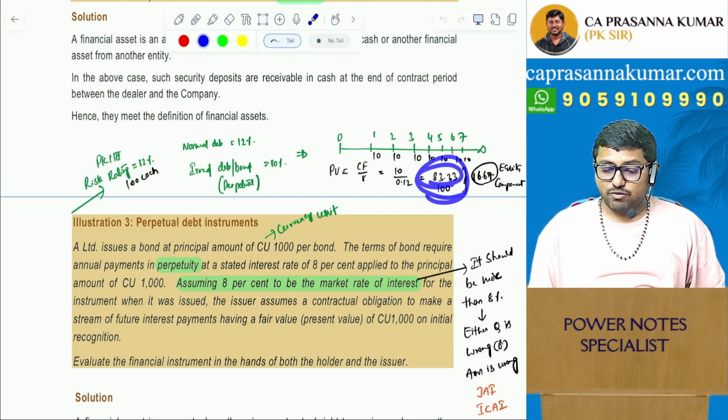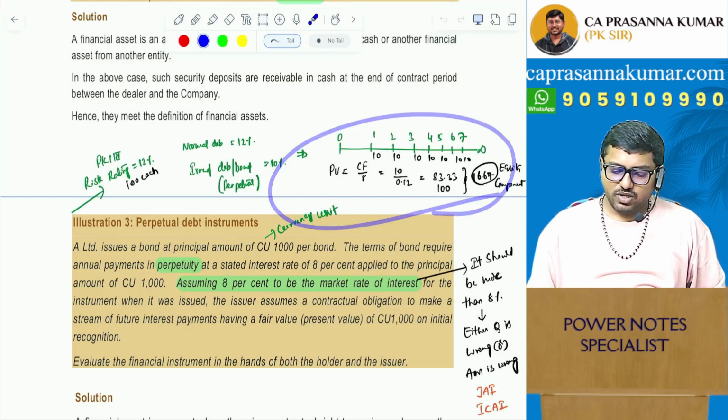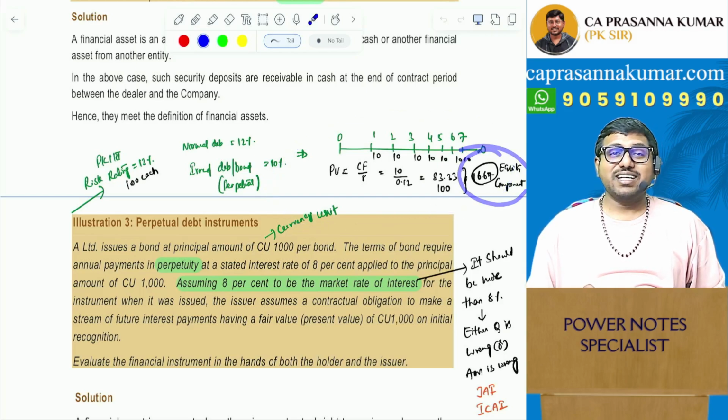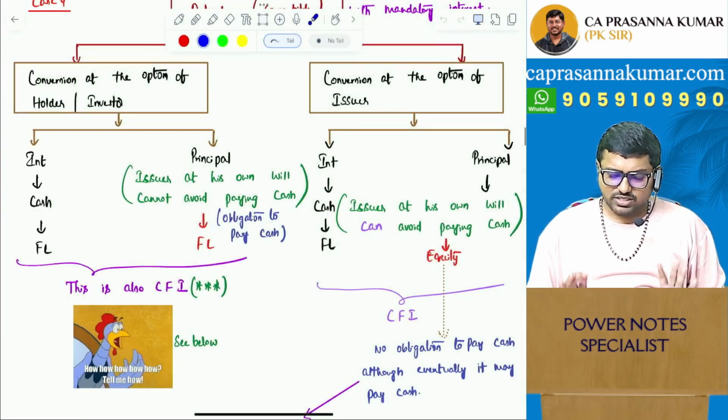You put that, you get 83.33. 83.33 is the value of what? Liability, financial liability component. Then actual value is how much? 100. Then the difference of 16.67 is equity component. Already we have seen this. So this is nothing but we call it as invisible equity component. In future we'll solve sums also. Right now just get an idea.